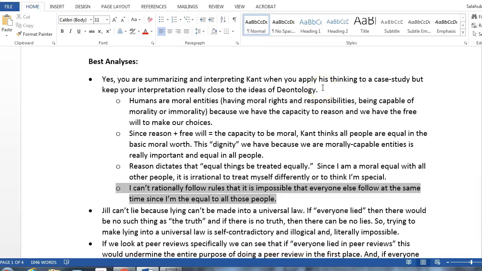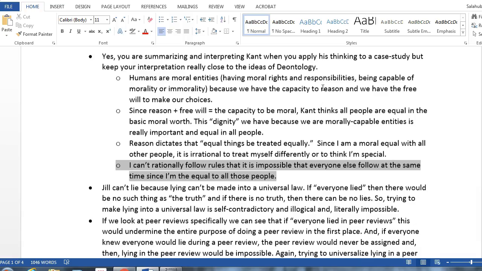So this applies to the second formulation as well. You will be asked to summarize and to some degree interpret what Kant is saying. You want to apply his thinking to a case study. But when you're interpreting Kant, just stay as close as you can to those core ideas that he's talking about. So what are they?